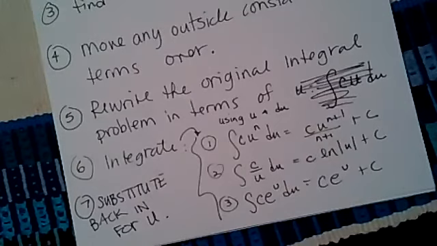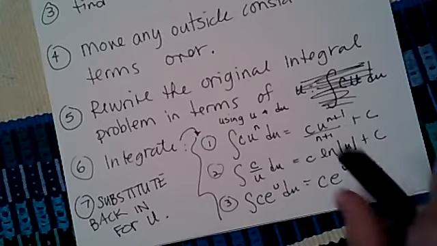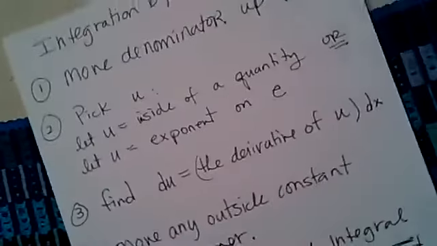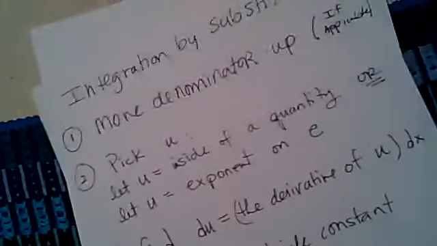So those are my steps, and those are the only steps I'm going to use for 6.2, or integration by substitution. So let me work an example. I'll post these on Blackboard, so you'll have the steps, okay? And it always tells you to use substitution.